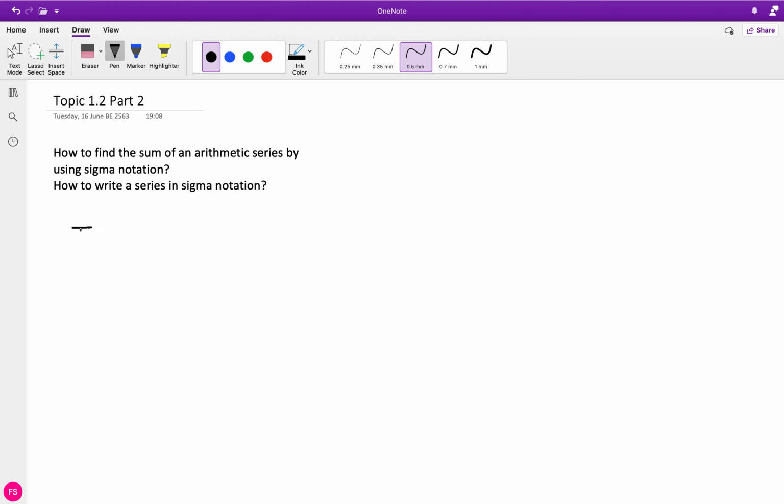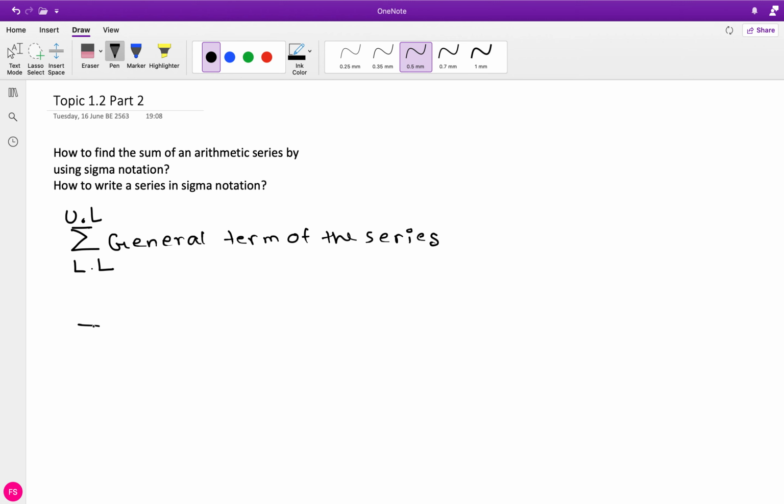This is the sign for sigma. This is where we write the lower limit of the series, and this is where we write the upper limit of the series. This is where we write the general term of the series. The general term, or you can also say this is the nth term of the series.